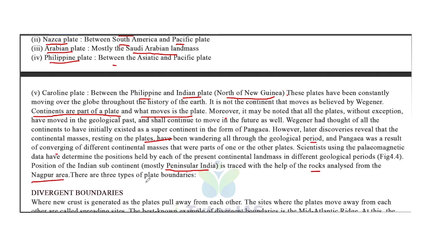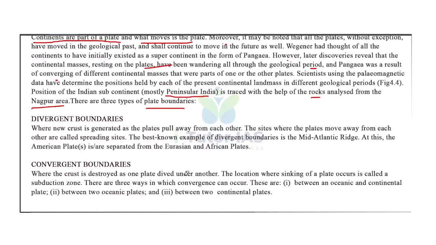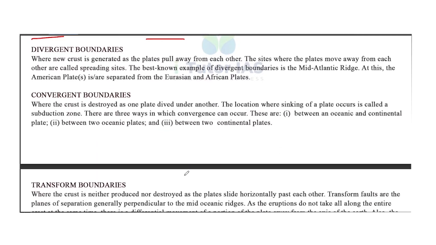There are 3 types of plate boundaries. The first is divergent boundaries, where new crust is generated as the plates pull away from each other. The sides where the plates move away from each other are called spreading sites. The best known example of divergent boundaries is the Mid-Atlantic Ridge, where the American plate is separated from the Eurasian and African plates.